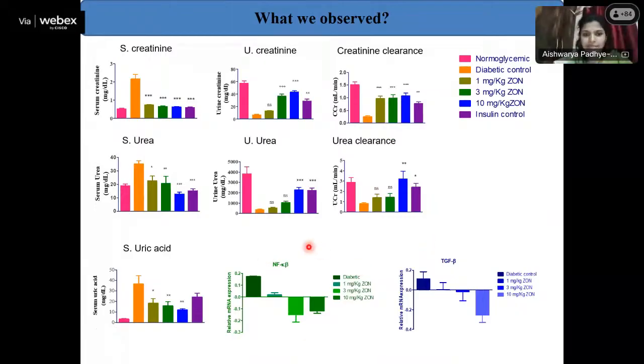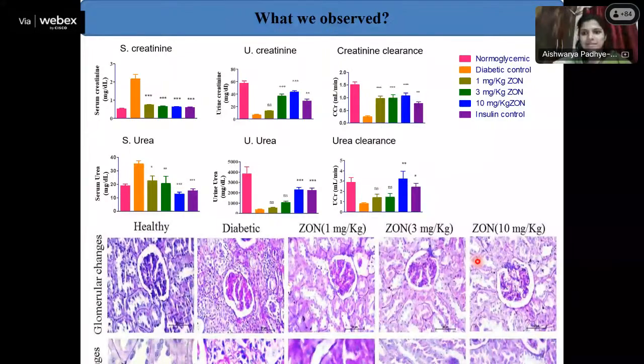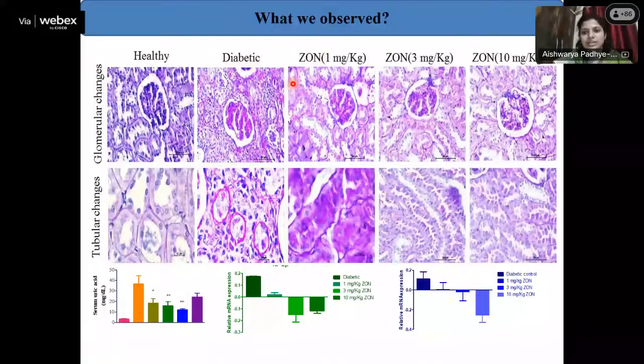So the genes involved in inflammation, that is NF-kappa B, and the gene involved in fibrosis, that is TGF-beta, were analyzed, and diabetic rats had increased levels of both of these genes, whereas zinc oxide nanoparticle treatment significantly reduced the expression of these genes. And the histopathological analysis by periodic acid Schiff staining revealed diabetic rats had damaged kidneys as compared to control healthy rats, and zinc oxide nanoparticles improved this structural damage or prevented this hyperglycemia associated structural damage.